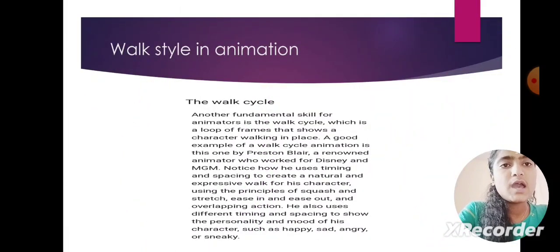Walk cycle in animation. Another fundamental skill for animators is the walk cycle, which is a loop of frames that shows a character walking in place. A good example of walk cycle animation is this one by Preston Blair, a renowned animator who worked for Disney and MGM. Notice how he uses timing and spacing to create a natural and expressive walk for the character, using the principles of squash and stretch, ease in and ease out, and overlapping action. He also uses different timing and spacing to show the personality and mood of his characters, such as happy, sad, angry or sneaky. The walk cycle plays an important role in the animation process.